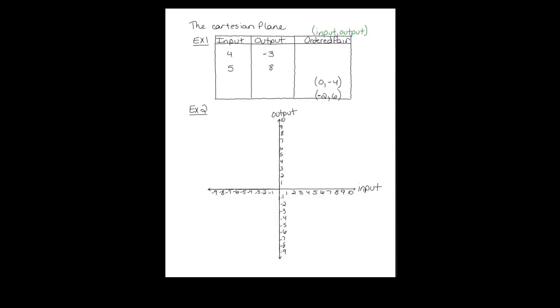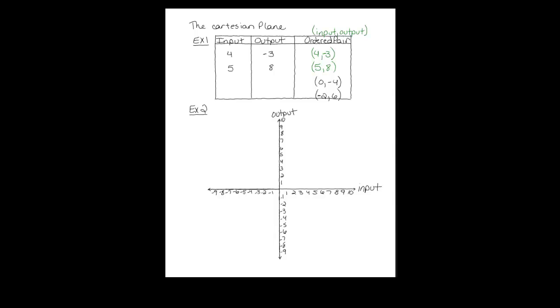So in this first row, we have the input is 4, the output is -3. The ordered pair would then be 4, -3. The 4 comes first because it's the input, the -3 comes second because it is the output. In the next row, the input is 5, the output is 8, so the ordered pair would be 5, 8.